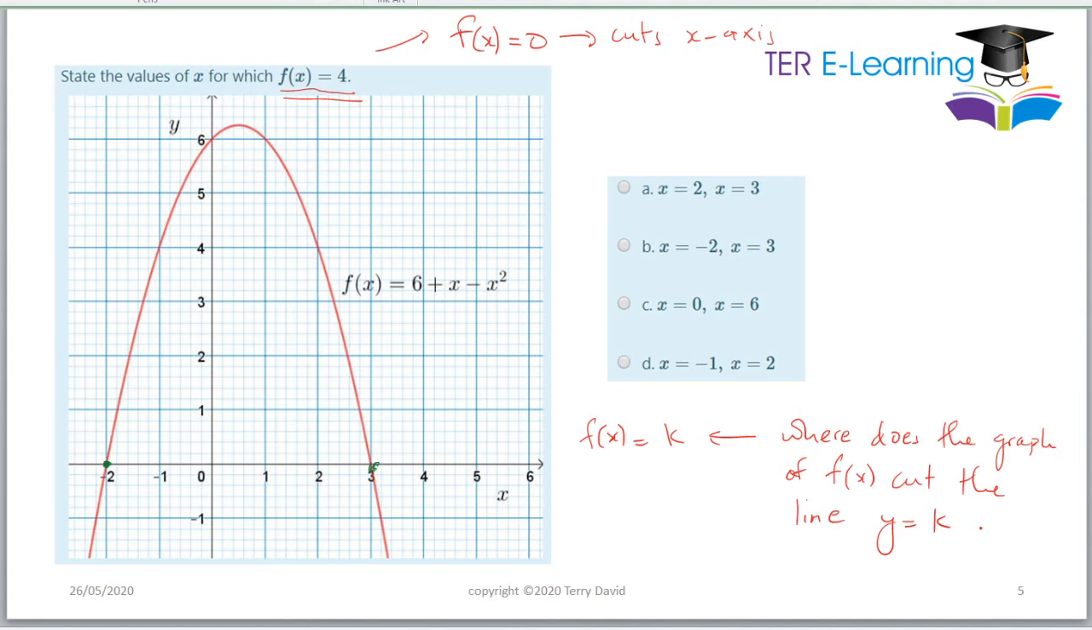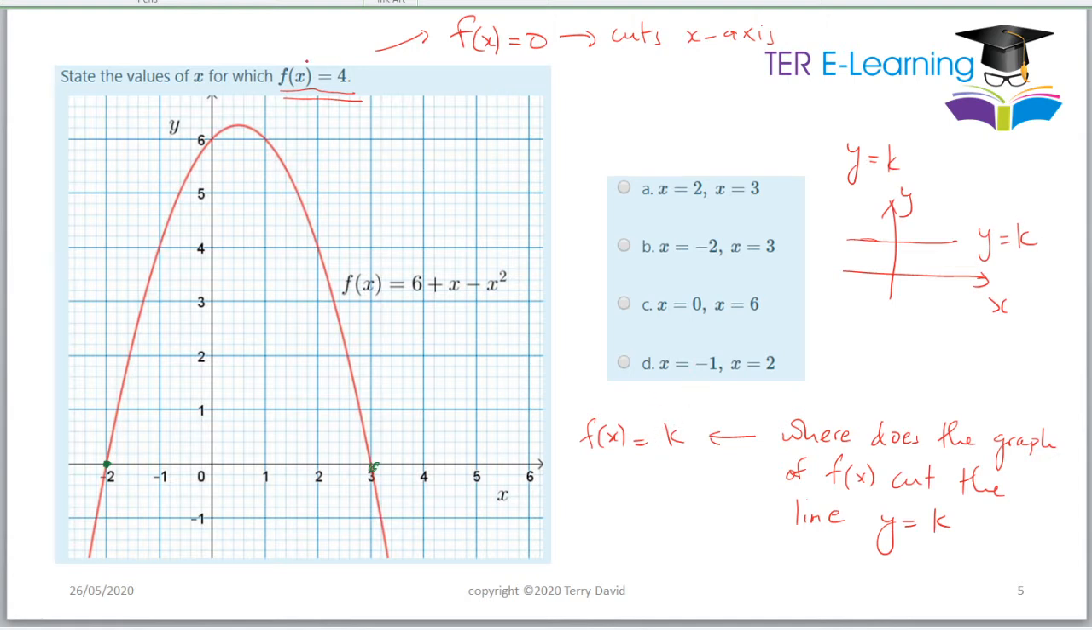So when we have f of x equal to a number, the question is asking you, where does this graph of f of x cut the line y equal to k? That's what it's asking me. So we know that when you draw a line y equal to k, remember, I went through this with you all. The line y equal to k is a horizontal line. So y equal to k is going to look like this. So try to understand what the question is asking.